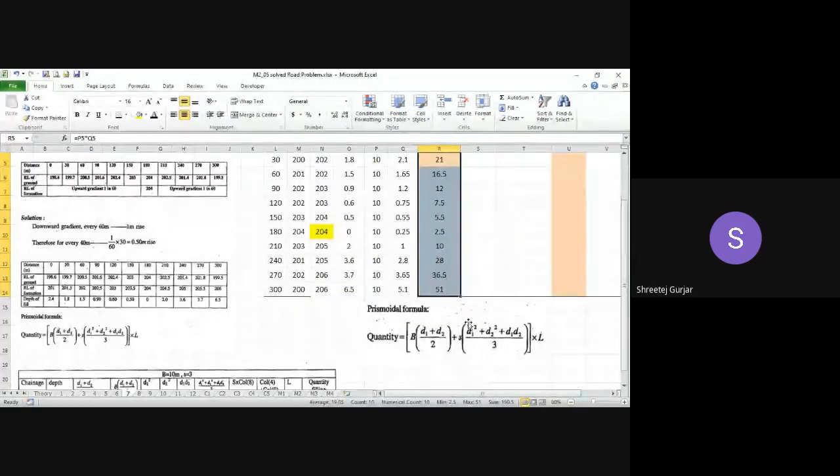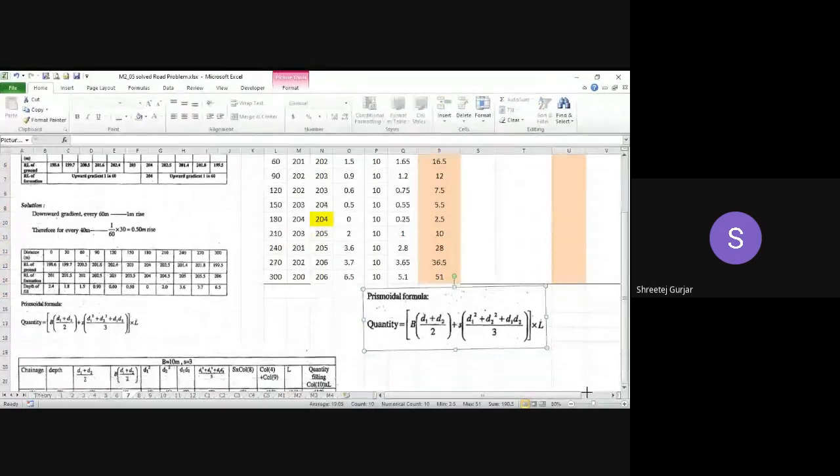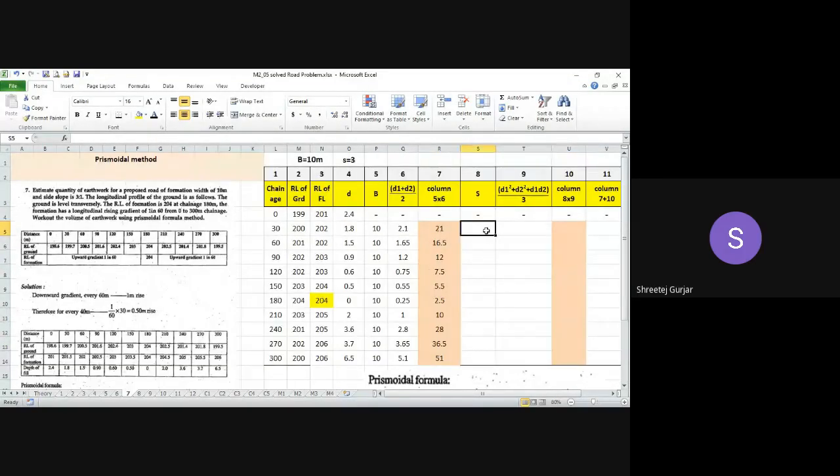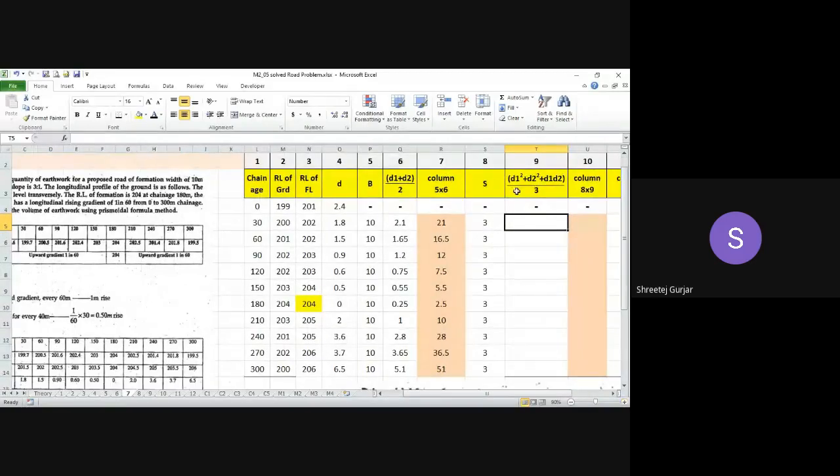We require S, and we require (D1 squared plus D2 squared plus D1 D2) divided by 3. So this we'll calculate and then multiply that by S. S is equal to 3, which is the same for all the cross sections. Next, this whole term D1 squared plus D2 squared plus D1 D2 by 3, I have to calculate.